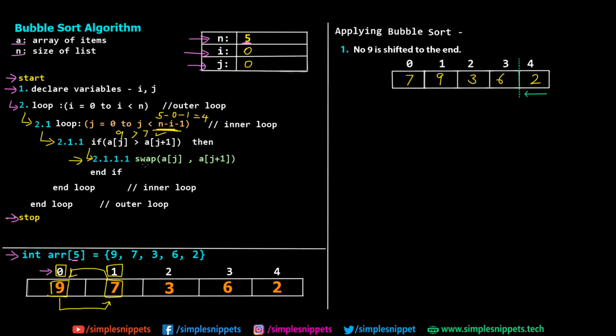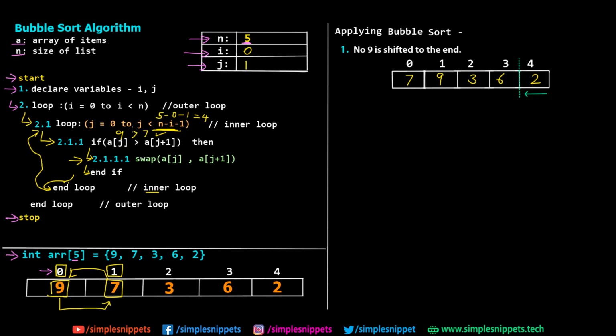So let's continue with our algorithm. We were at this step, we did the swapping, we said end if, and we are at the end of the inner loop. So this is the end loop of the inner loop. We again go to the start of the inner loop. Now j becomes 1. We are using a for loop, so j will be incremented. So let's update that. Now the j value is 1.